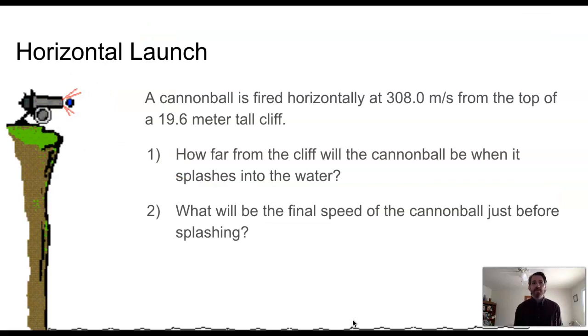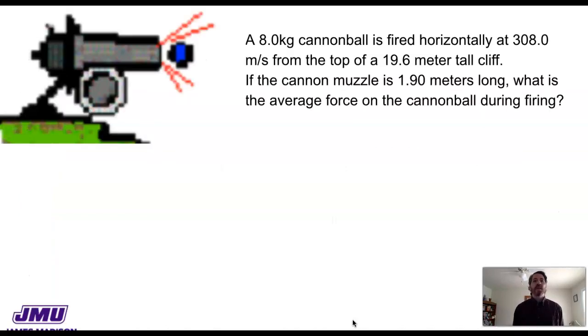You may recall this problem from when we were talking about projectiles. I hope you do. It says the cannonball is fired horizontally at 308.0 meters per second, but how did that happen? If the 8 kilogram cannonball is fired horizontally at 308.0 meters per second, and the cannon muzzle is 1.90 meters long, what is the average force on the cannonball during firing? When we were doing projectiles, I told you to emphasize that the 308 meters per second is the initial velocity of the cannonball as a projectile. In this problem, however, we are looking at how the cannonball becomes a projectile. The 308 meters per second is the final velocity in this problem.